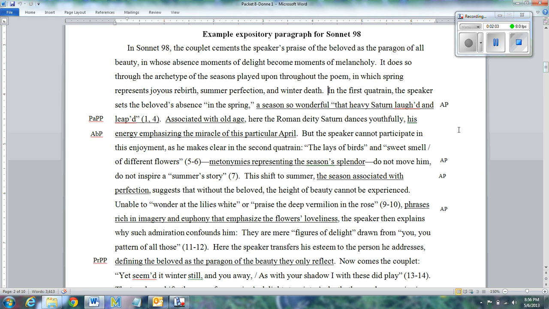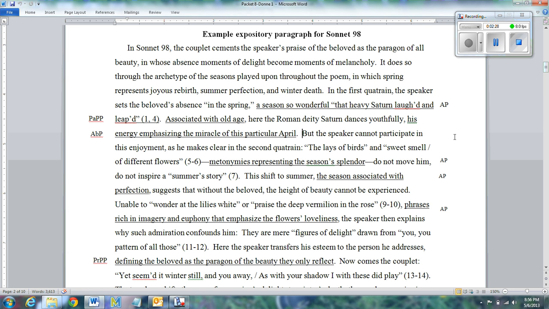In the first quatrain, the speaker sets the beloved's absence in the spring, a season so wonderful that heavy Saturn laughed and leaped. Associated with old age, here the Roman deity Saturn dances youthfully, his energy emphasizing the miracle of this particular April. But the speaker cannot participate in this enjoyment, as he makes clear in the second quatrain.